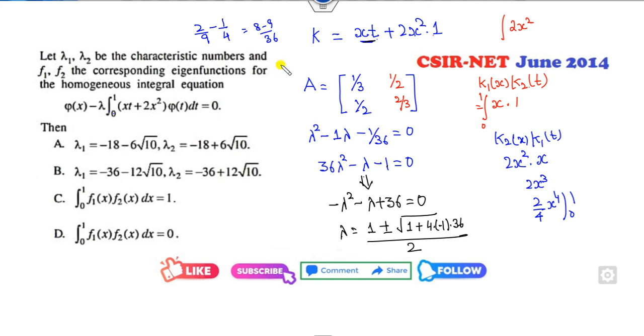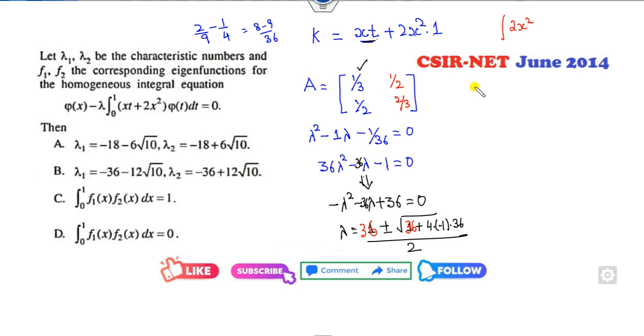X into t, integration of 0 to 1, x square integration is 1 over 3, fine. This value, if you take the 36 LCM, it is my 36, fine. Now you can take it. So it is my 36 plus minus 36. I can take it as a common. So that's a 6. Inside is b square minus 4ac. So minus 1 plus 4 over 2. So that's a 18 plus minus 5. 3 root 5.